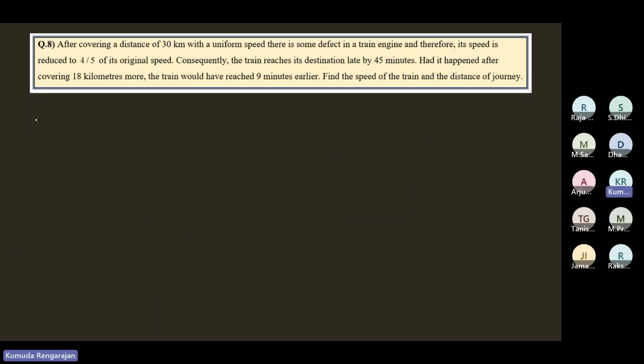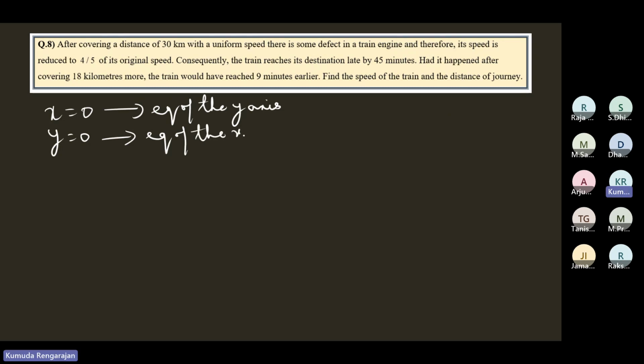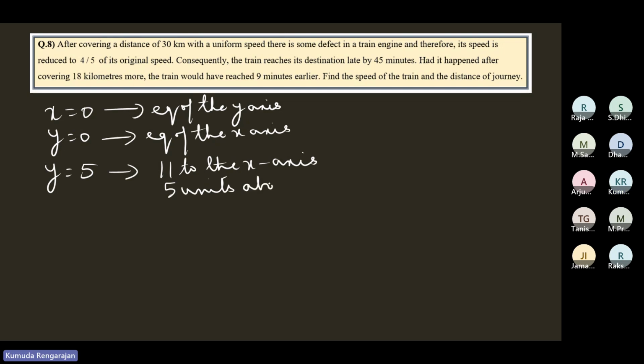So now you can identify. When I say x is equal to 0, immediately you say it is the equation of the y-axis. Y is equal to 0, equation of the x-axis. When I say y is equal to 5, you will say it's a line parallel to the x-axis. So when it's y, that means it's parallel to the x-axis, and it is 5 units above the x-axis.